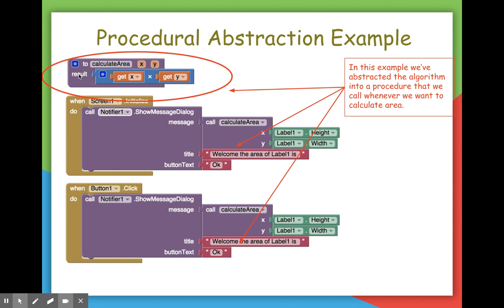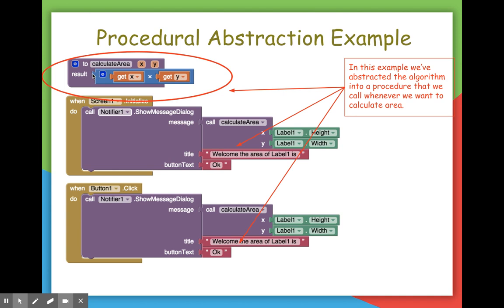This purple, remember when I said purple is a procedure? Purple is a procedure, and a procedure is an abstraction. If you haven't written that down yet, write it down. Purple is a procedure, and a procedure is an abstraction. So X times Y is going to give me an area. It's always going to give me an area.